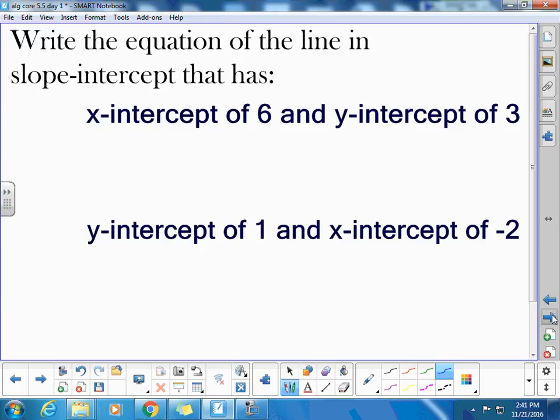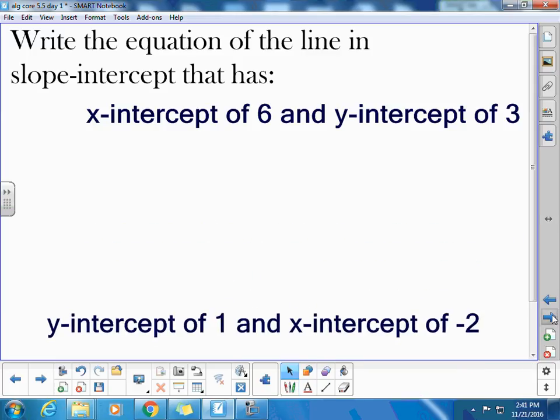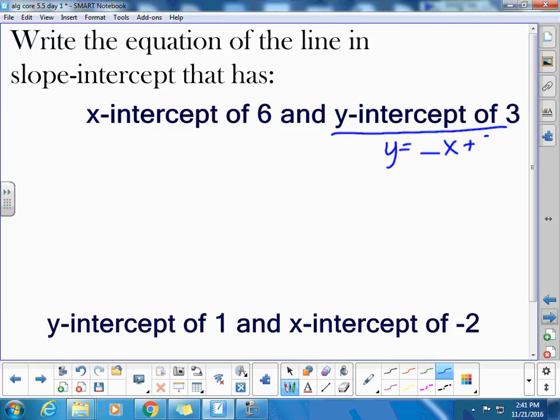Write an equation of a line in slope-intercept form that has an x-intercept of 6 and a y-intercept of 3. Here they don't give us a graph to go by, but let's give it a try. So y-intercept of 3. I know right away it's going to be y equals something x plus 3, because that's what the b is. It's what the y-intercept is. So now I need to know the slope.